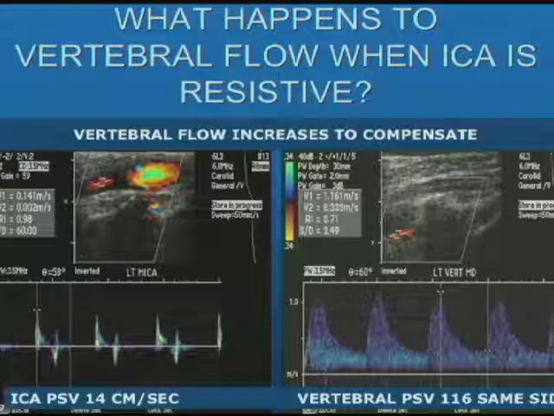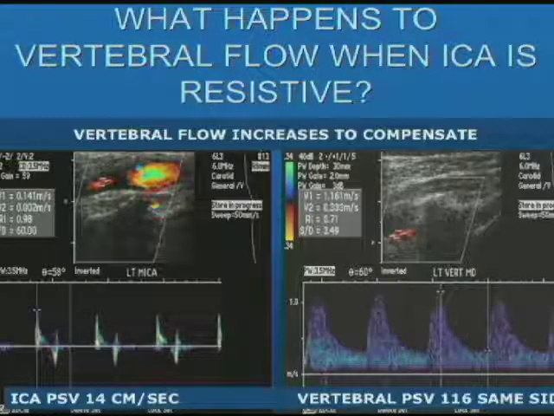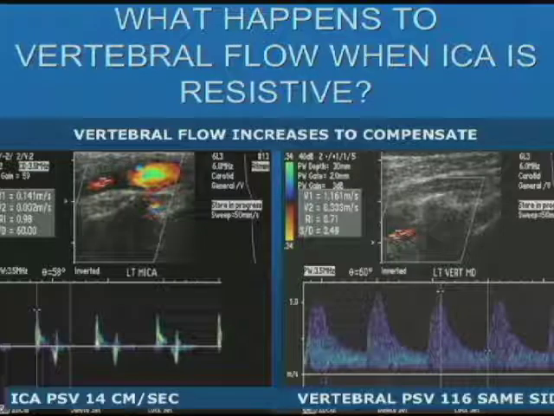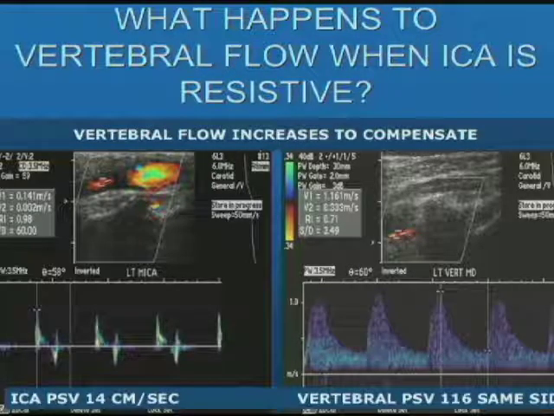Now, what happens to the vertebral artery when the ICA is resistive, as you see on the left, resistive and abnormal? Well, the vertebral artery compensates on that side, and it is causing a remarkable rise in peak systolic velocity. The normal vertebral artery, on average, is about 44 centimeters per second, and in this case, it's about 4 times that.